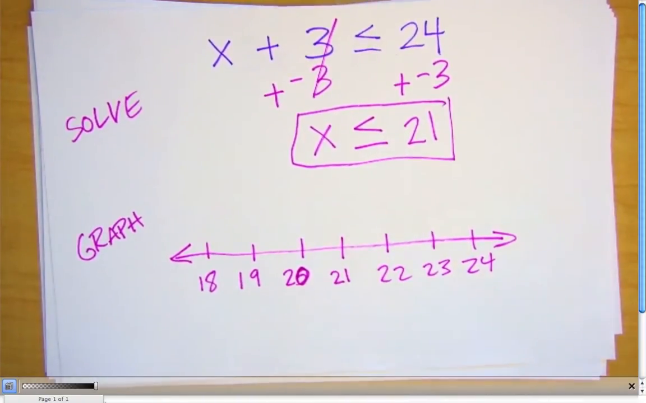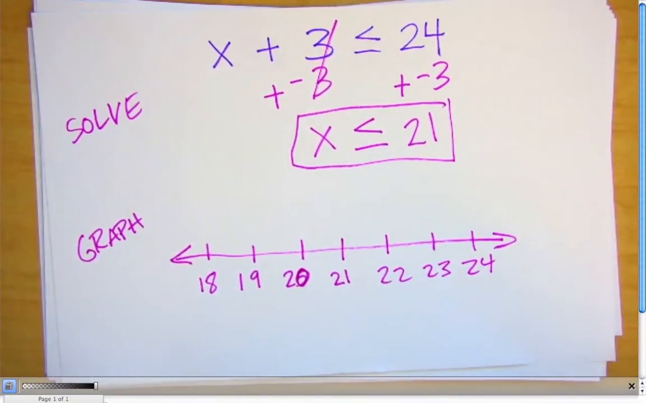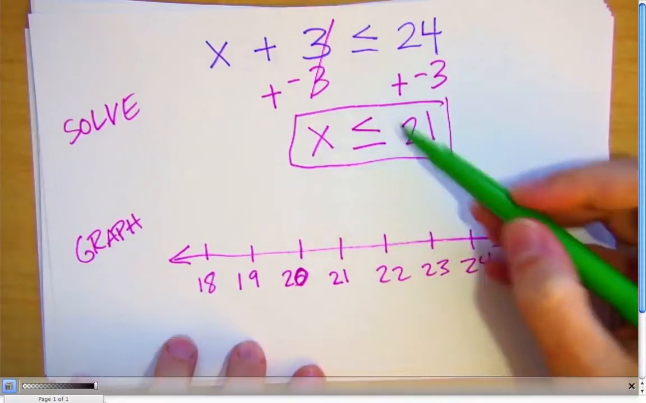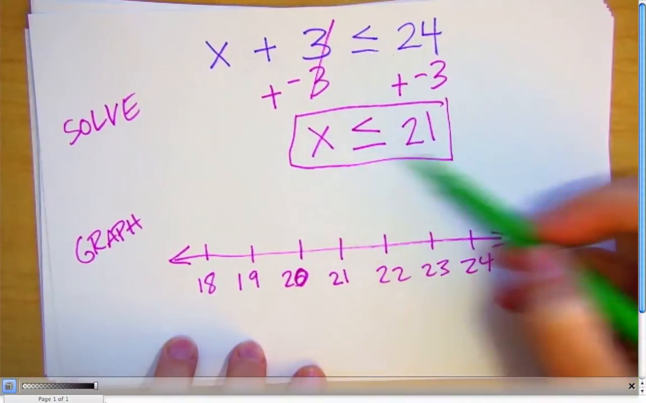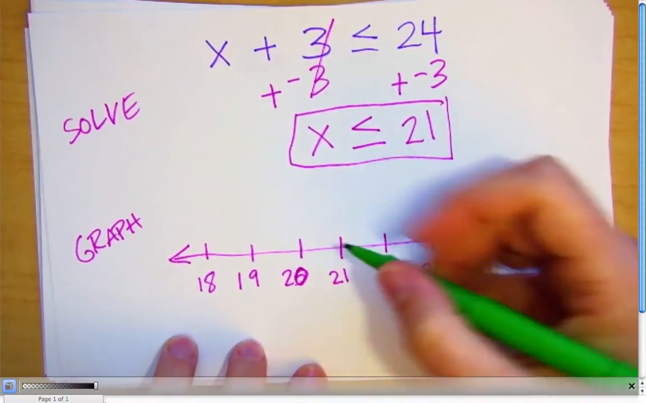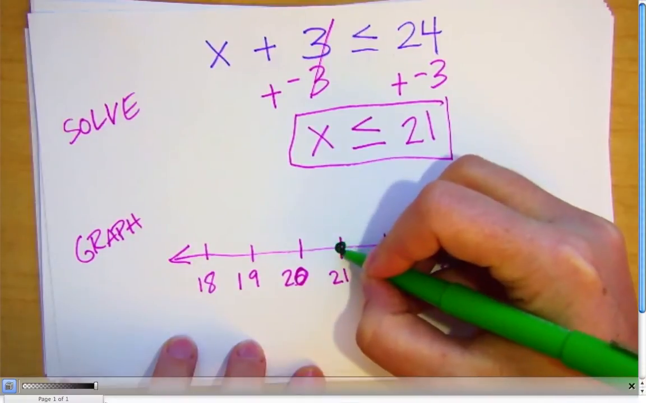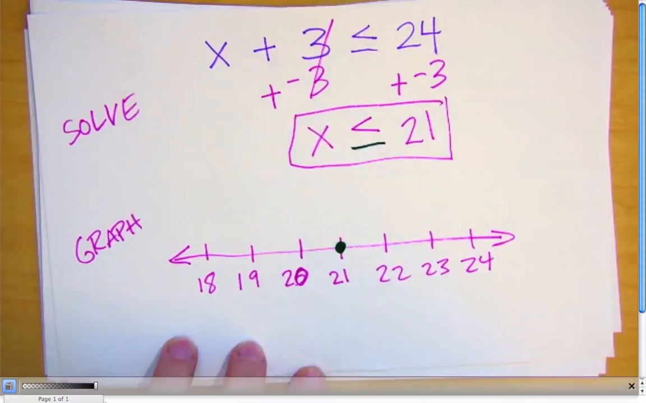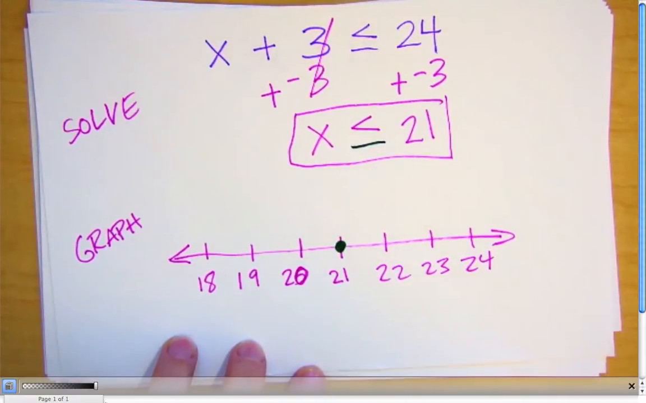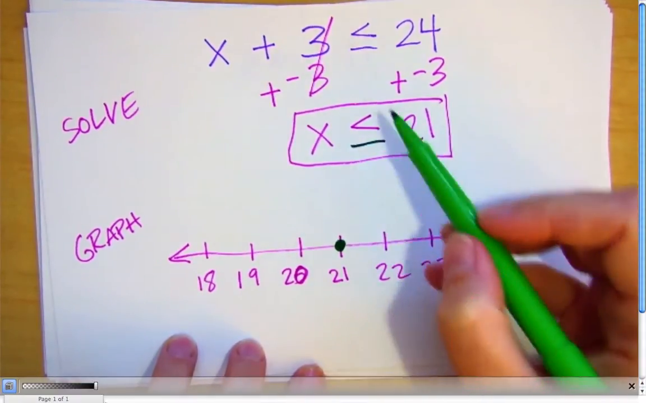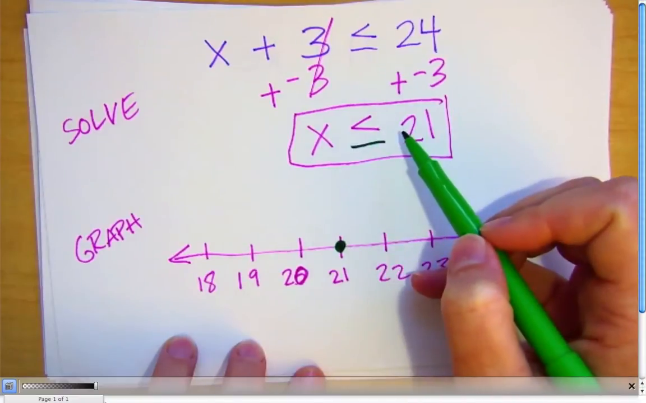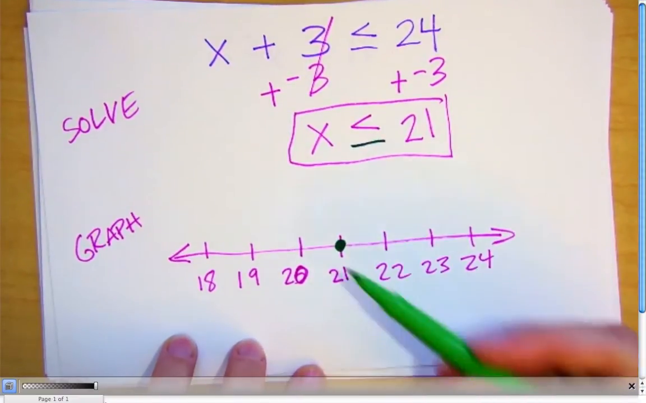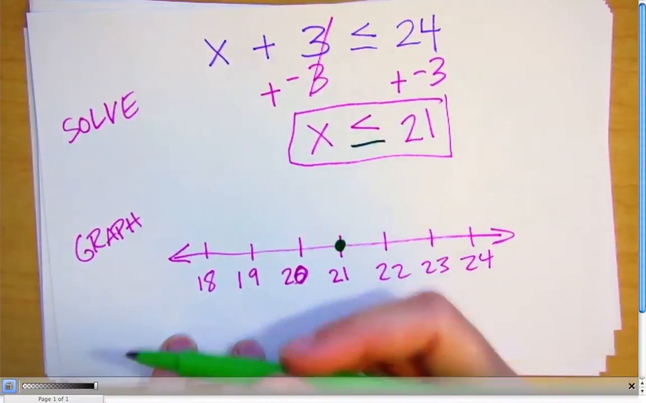So graphing is basically showing in a sort of picture way, an illustrated way, what this means. So what this means is that x can be 21, right? So if x can be 21, I'm going to put a dot on 21, and I'm going to fill it in, because if I fill it in, that's saying, yes, it can equal 21. That's representing that little line. And then x can also be anything less than 21. So where are all the things less than 21? That way, 20, 19, etc.